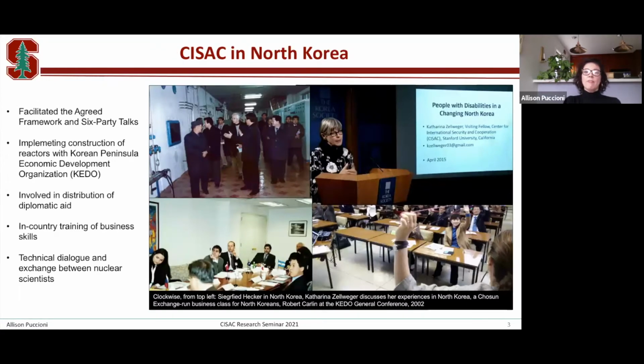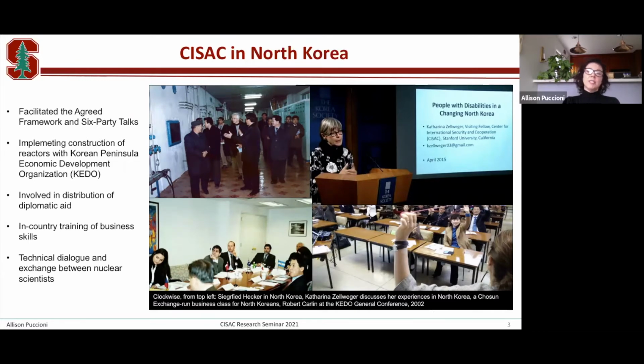CSAC cadre have facilitated the 1994 Agreed Framework in an effort to replace North Korea's indigenous nuclear reactor with much larger, high-powered proliferation-resistant reactors. They traveled the country implementing the construction of these reactors as members of the Korean Peninsula Energy Development Organization, or KEDO, prior to the abrogation of the agreement in the early 2000s.